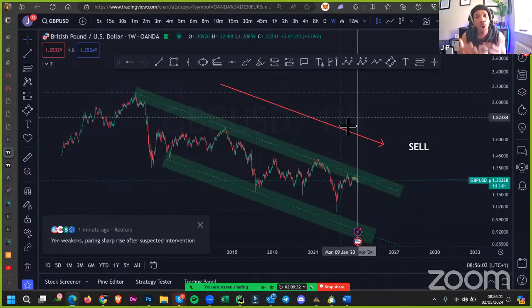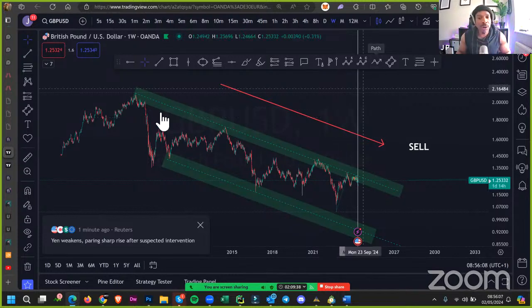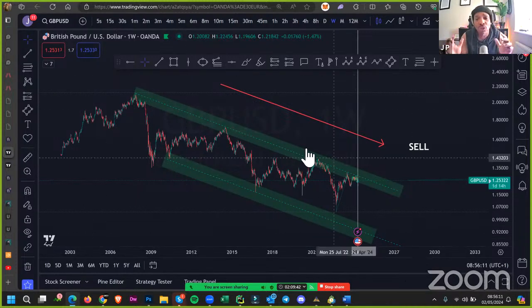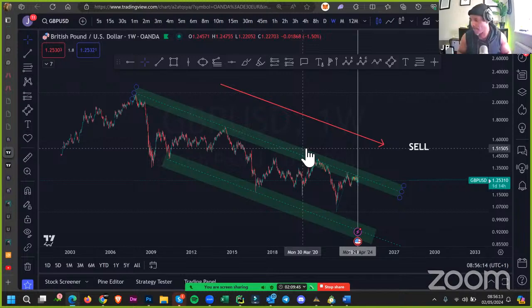Our strategy is about confluence, about understanding market structure and price action. So for us, even though this market is going down in this much larger time frame, I want to take a trade today. I want to make money today.